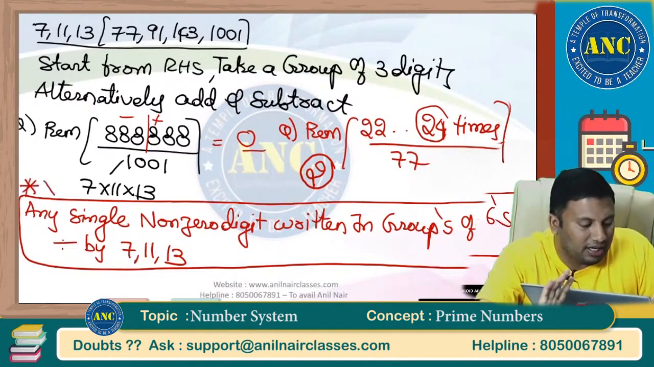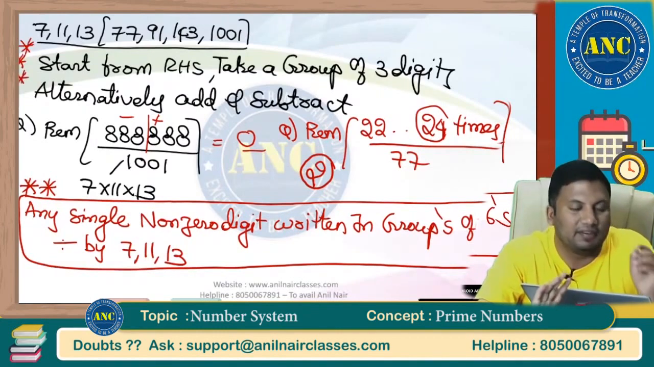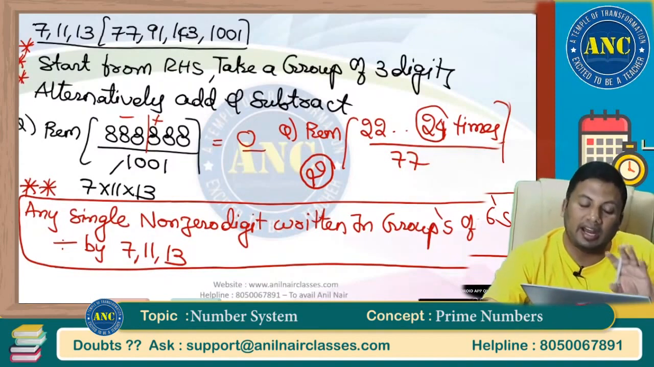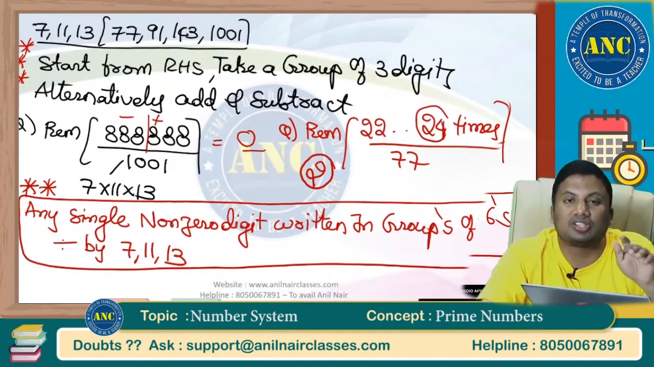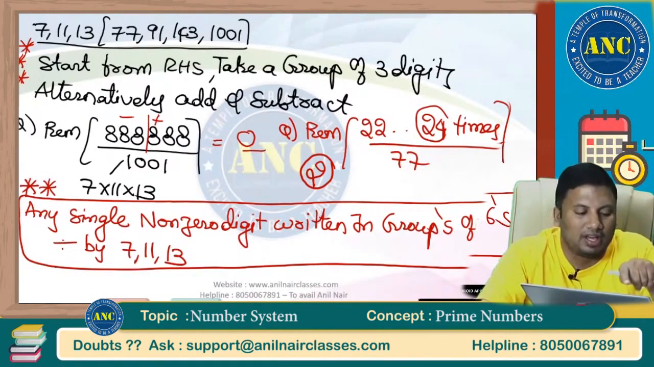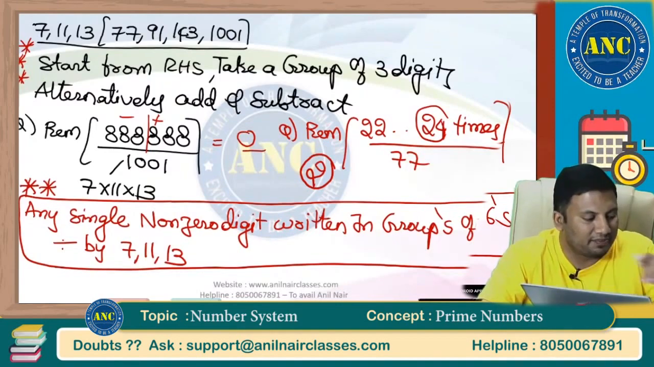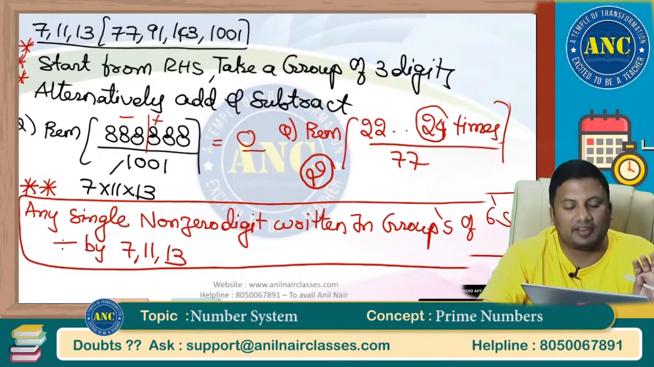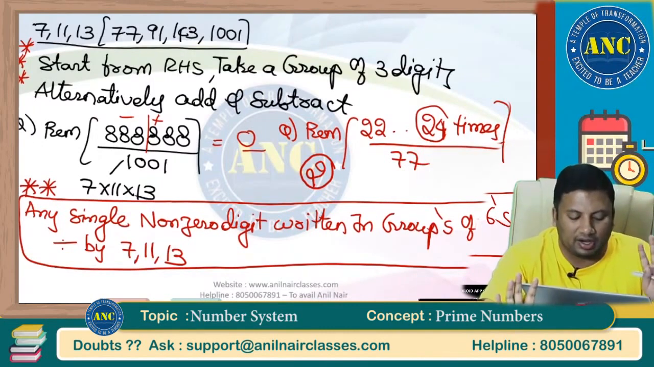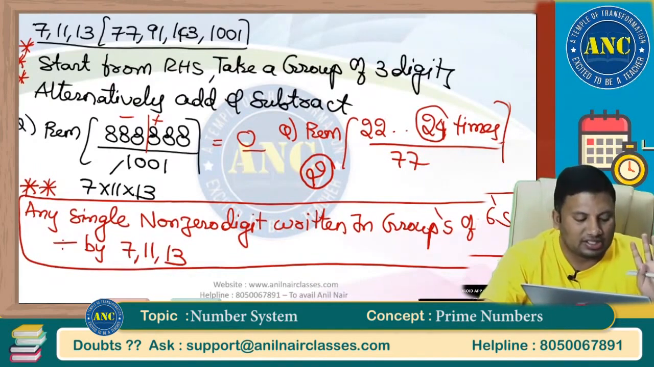These are all extremely important concepts for you to use whenever there is a need. Divisibility rule for 7, 11, 13 and its multiples. These are based on the Chinese remainder theorem. Divisibility rule of 12 is divisibility rule of 3 and 4. Divisibility rule of 77 is divisibility rule for 7 and 11. 91 is 7 and 13. 143 is 11 into 13. 1001 is 7 into 11 into 13. Any single non-zero digit written in groups of 6 is always divisible by 7, 11, 13.